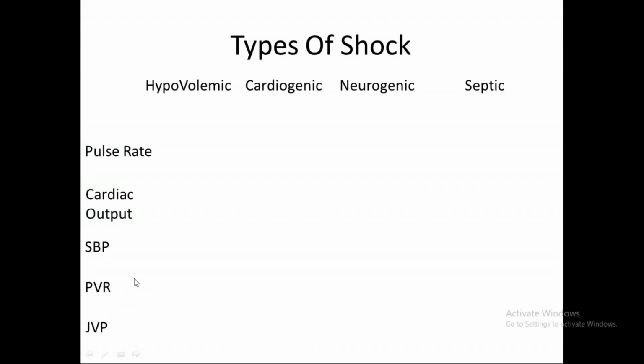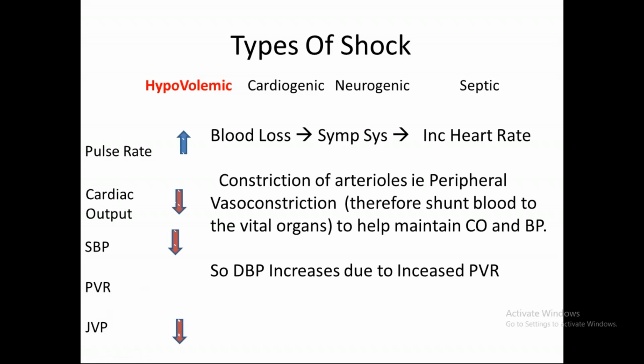Okay, so hypovolemic shock basically means that the body has a deficit of fluid, right? So there will be blood loss. This blood loss will in turn activate the sympathetic system. The sympathetic system will do 2 things. One, it will increase the heart rate, and second, it will lead to the vasoconstriction of the resistance vessels, the arterioles. This will lead to peripheral vasoconstriction.